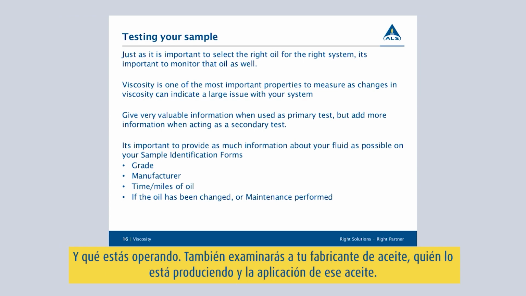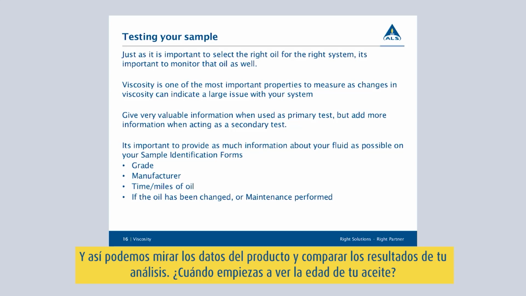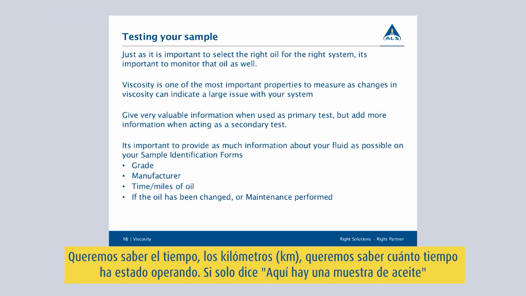So then you'll also look at your manufacturer, and that's who's making your oil. The reason you want to do that is we can look at product data sheets and compare it to your results, as well as look at what your baseline should be and what is recommended. Then when you start to look at it, I refer to it as the age of the oil, but you want to know the time and the miles of the oil. We want to know how long you've been operating it.